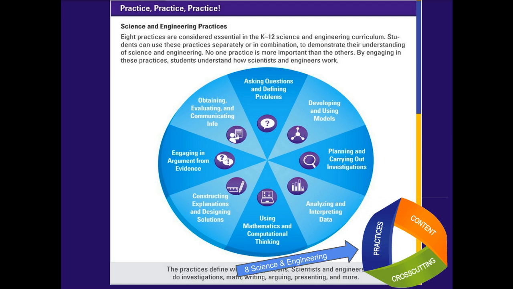The first dimension of the NGSS framework is called Science and Engineering Practices. And there are 8 of them. As you can see, they look very, very similar to the scientific method that we are all so used to. And these are essential for all students to be able to do in order to really learn science and engineering.